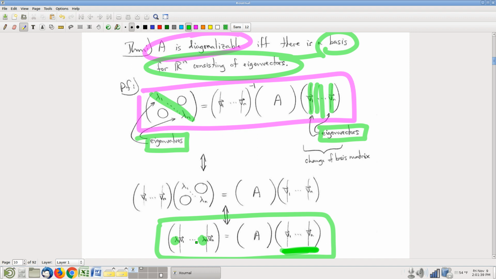Let me take a pause here for questions. Anybody? I think this is my favorite proof of this fact.